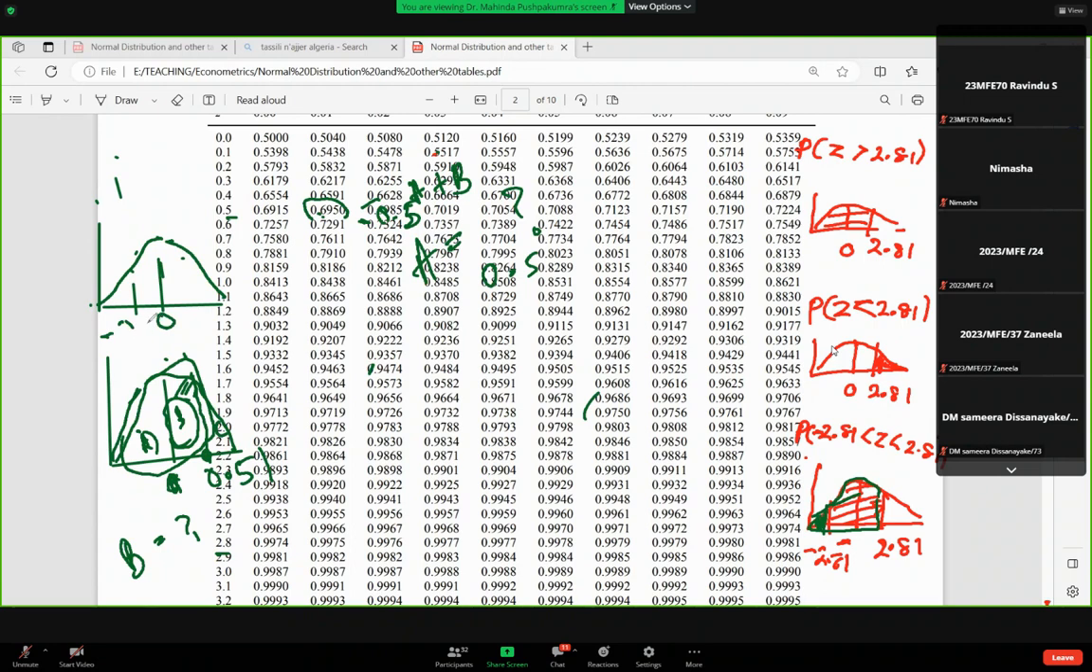Sorry, minus 0.51. Here 0, here minus 0.51.